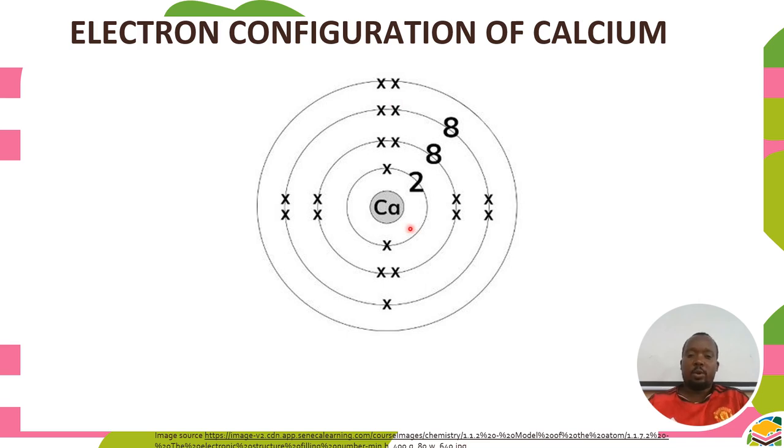So in total, we have 2 in the first, 8 in the second, 8 in the third, then 2 in the last shell. So our energy level is 2882. In total, we are having a maximum number of 20 electrons. So here it's supposed to be 2882, and here add 1 electron. Good.